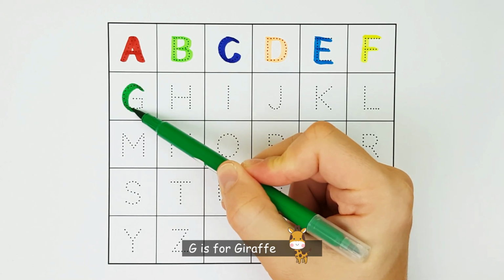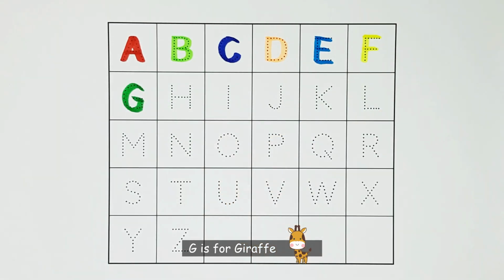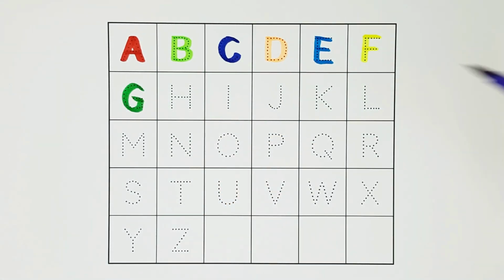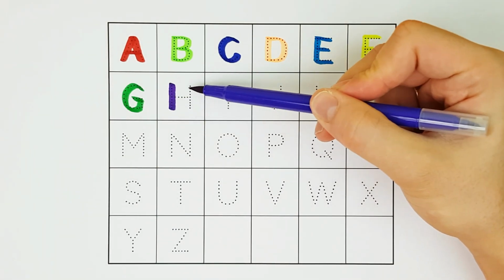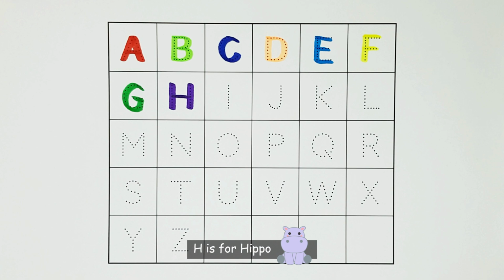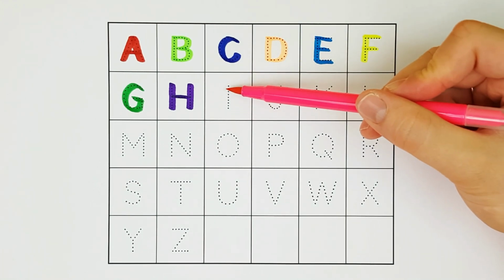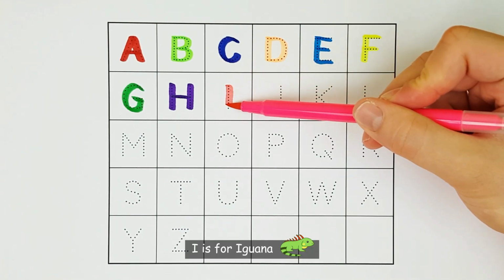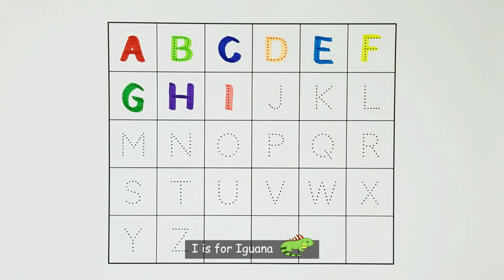G. G is for giraffe. H. H is for hippo. I. I is for iguana.